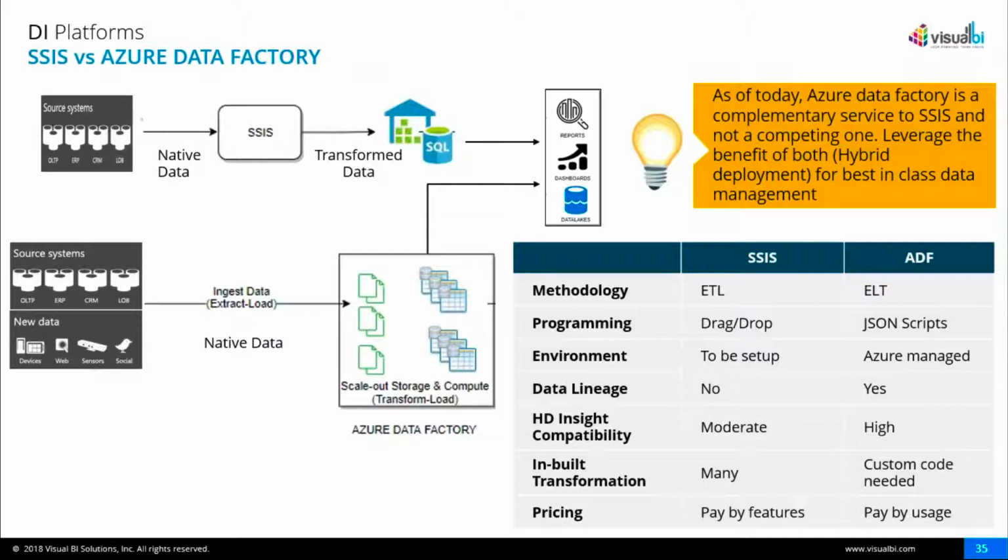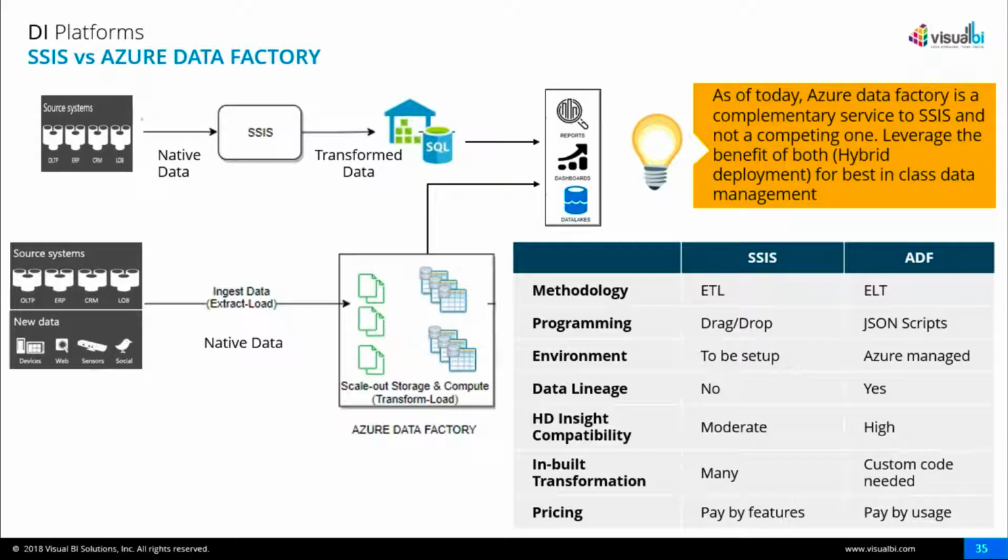For best benefit, it is better to leverage a hybrid deployment, which will have both SSIS and Azure Data Factory for best-in-class data management. Because as you can see, SSIS converts native data into transformed data to push it into the EDW and facilitates business reporting. But the native form is retained within Azure Data Factory, and on a need basis, the transform and load part converts it for reporting needs and pushes it out. So it follows an ELT approach.